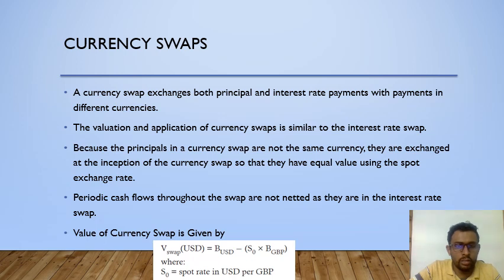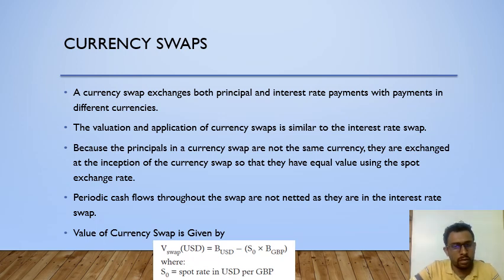Since for an interest rate swap we are taking a notional principal, here that doesn't work that way. We will have to exchange the currencies so that they have equal value at the spot exchange rate. Then the periodic cash flows are not netted, they will be paying the periodic cash flows, and the value of the swap is given by the formula. Value of swap in USD is equal to the present value of USD denominated payments minus the spot rate in USD per GBP times the present value of GBP denominated payments.